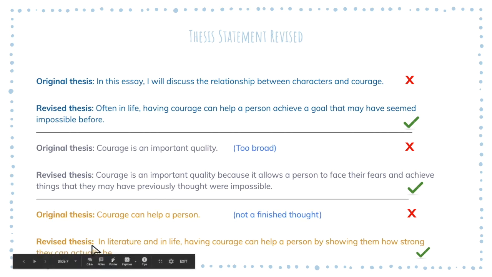And one thing that is good about starting it with this phrase, in literature and in life, is that I know the first body paragraph is going to be all about literature. And then the second body paragraph is going to be a real example from your life. So that's a nice way to start a thesis statement too, in literature and in life. And then whatever your topic is, having courage can help a person by showing them how strong they can be.